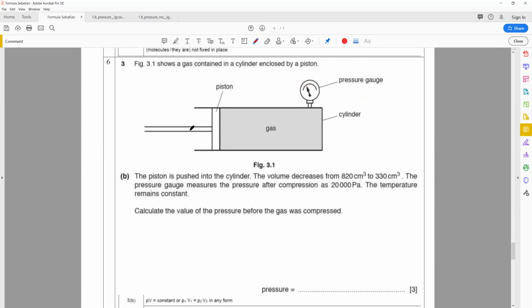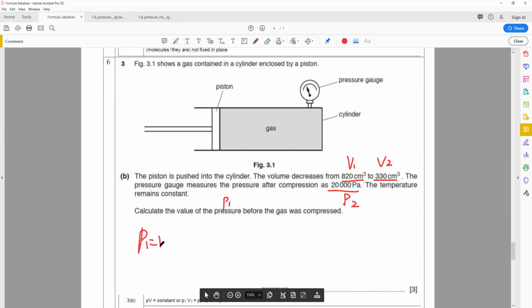P1 V1 equals P2 V2. A piston is pushed into the cylinder. The volume decreases from 820 to 330. The pressure gauge measures the pressure after the compression. The temperature remains constant. Calculate the value of pressure before the gas was compressed. This is V1, this is V2, and this is going to be your P2. You are actually looking for your P1.